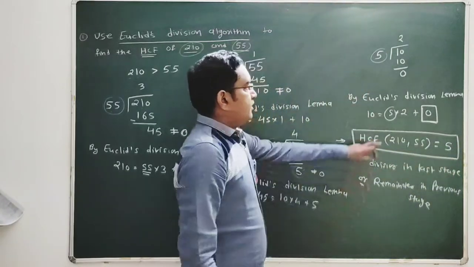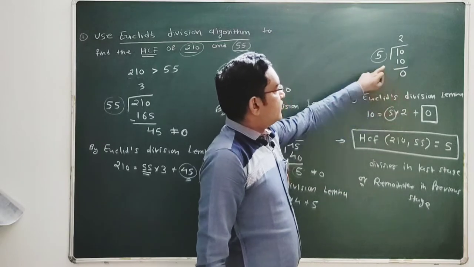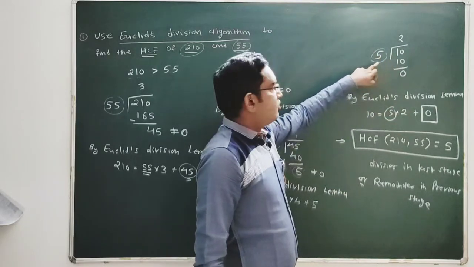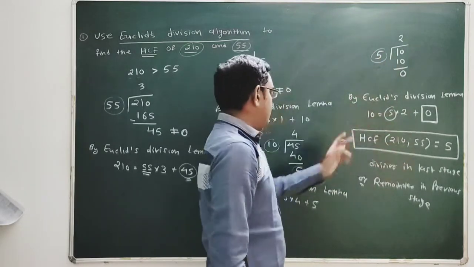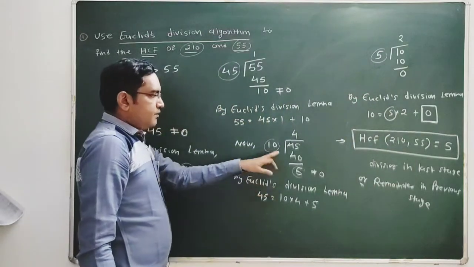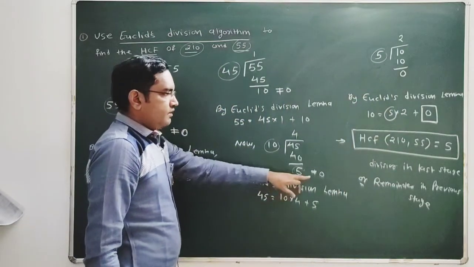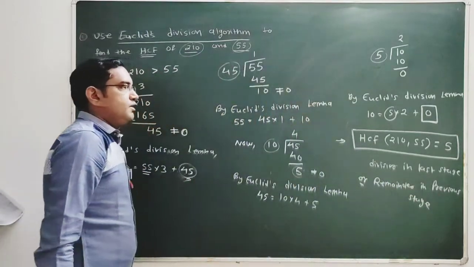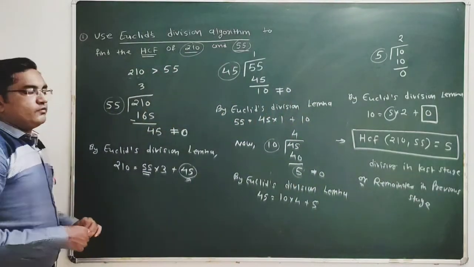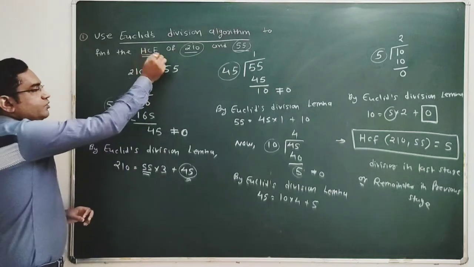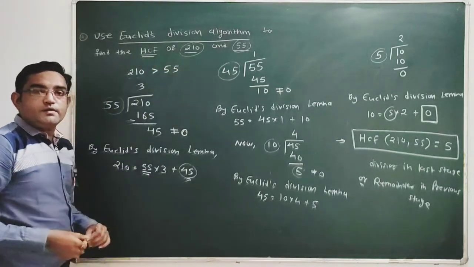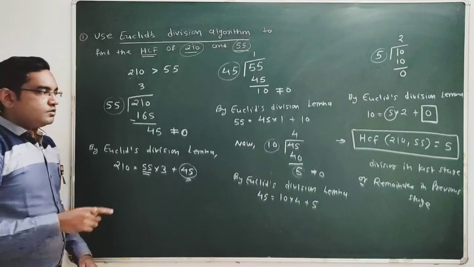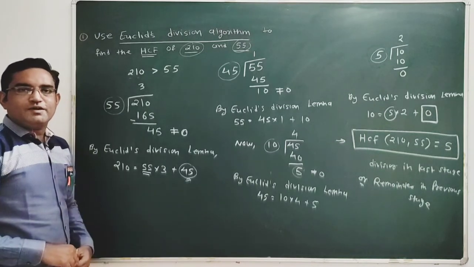So here in the last step remainder becomes 0. So for the last step this 5 is divisor. So 5 can be considered as the HCF, or we can say the remainder in the previous stage, that is 5, is also considered as the HCF of given two numbers. Clear students? So this is how we can find HCF of given two numbers by using Euclid's division algorithm. Done? So now pause this video and note it down.